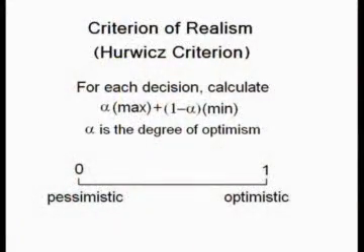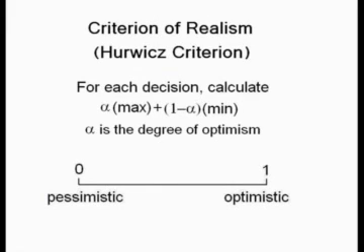But some people are not 100% optimistic or 100% pessimistic. So for these people, there is another model which is called the criterion of realism. This model uses an equation. For each decision, calculate alpha times maximum plus 1 minus alpha times minimum, where alpha is the degree of optimism.